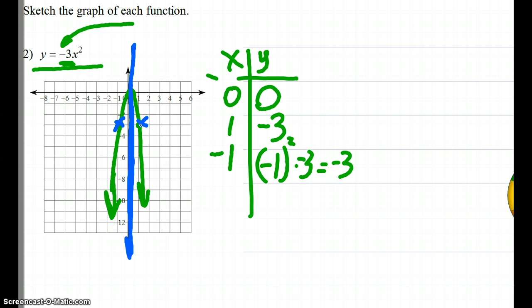So again, you can use 3 points to do this. When you're graphing your 3 points, make sure that you connect with a U for a parabola, and that's all you have to do.